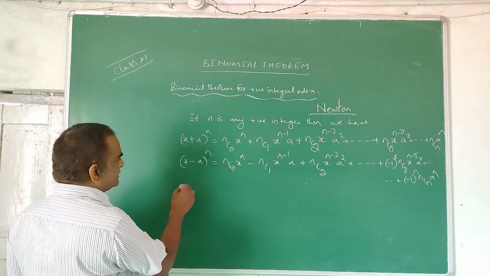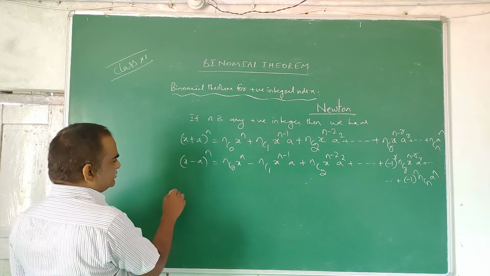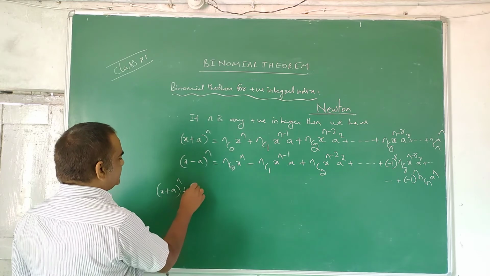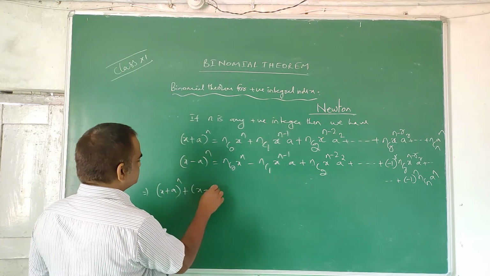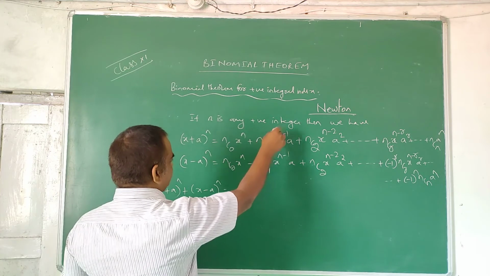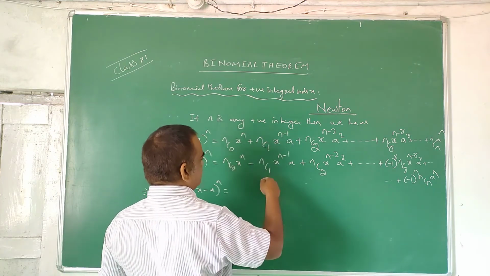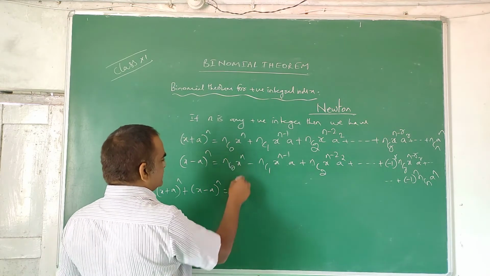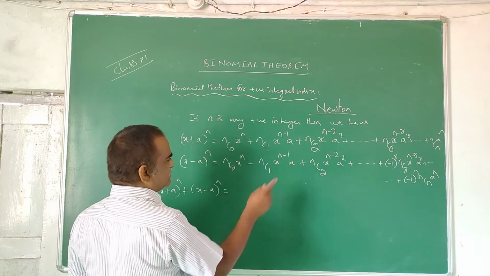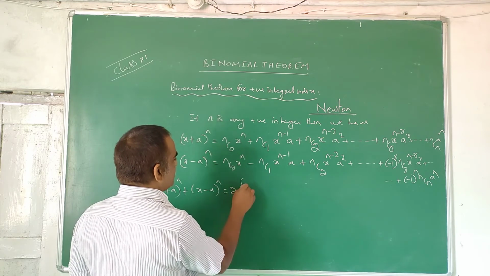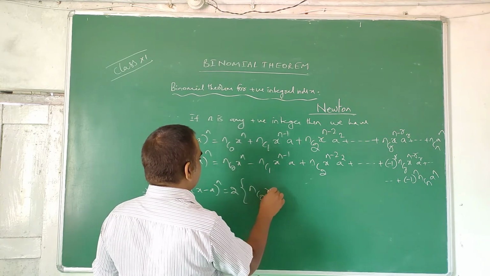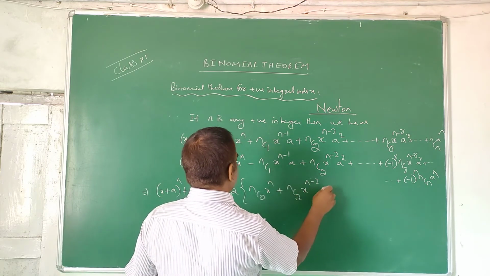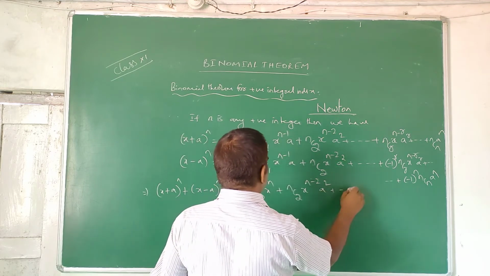Suppose I am going to add these now. If you go for addition, what happens? The terms with suffix 1, suffix 3, all get cancelled. So the terms with suffix 0, 2 will all be doubled. If you take 2 common, then you will have nC0 x power n plus nC2 x power n minus 2 a square plus so on. You get it like this.